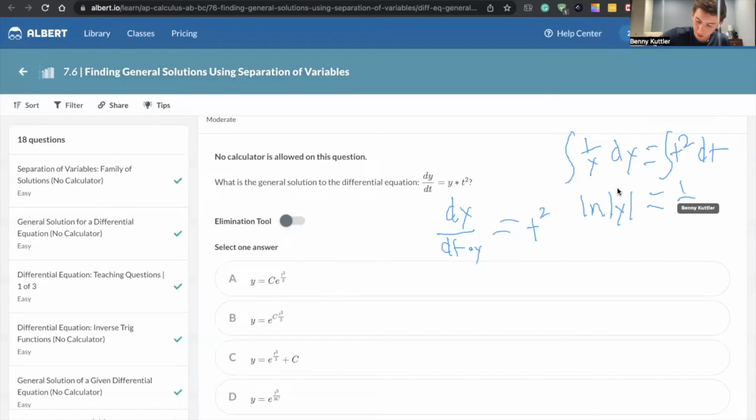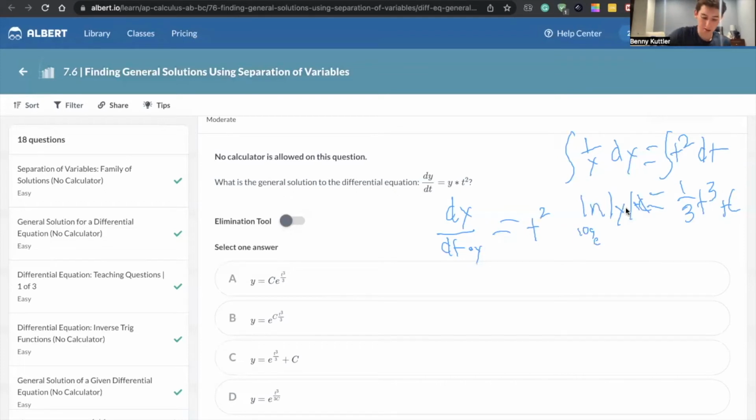Equals 1 over 3 t cubed plus c. Oh, there should be a plus c over here too. But remember, constant minus constant, still constant. So we can ignore the c on the left and just have the c on the right. But it's a different constant, but you don't have to indicate that. So if we know that ln is log base e of something, so e to the power of whatever this equals y.